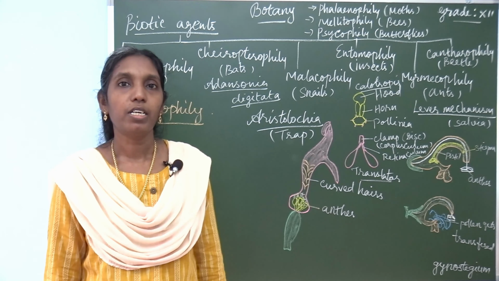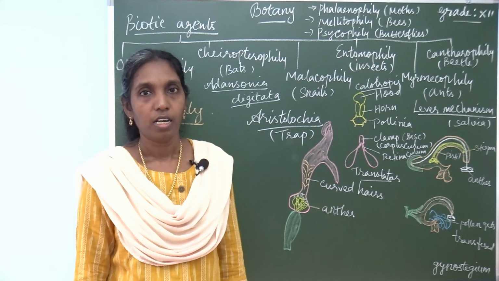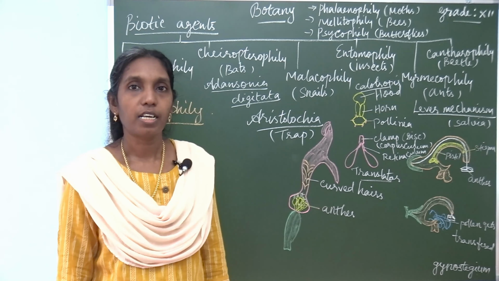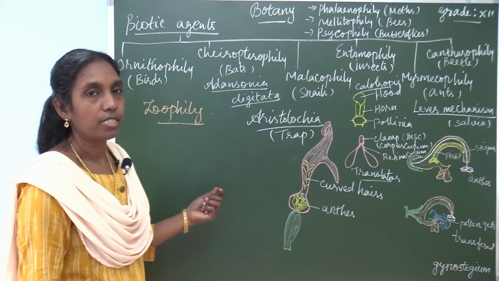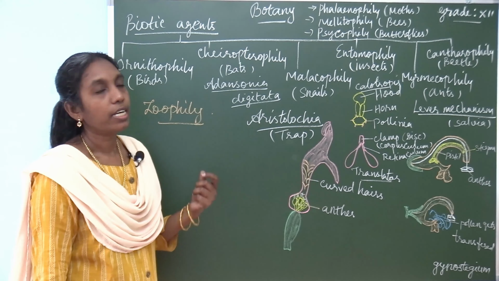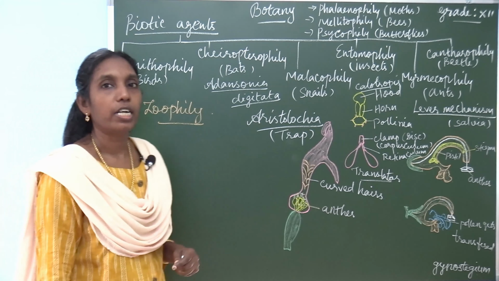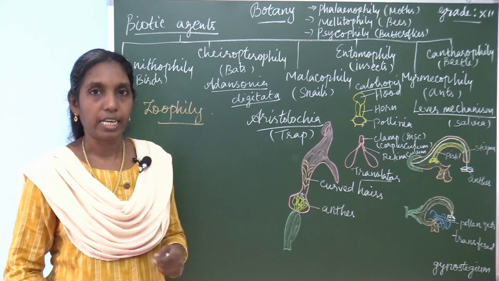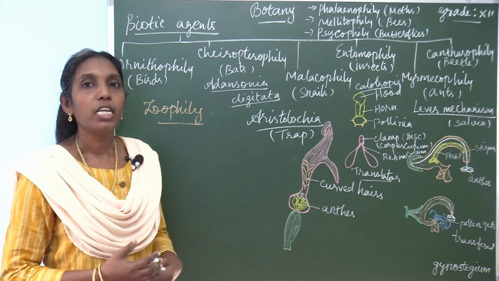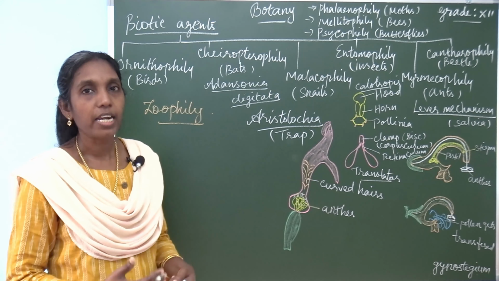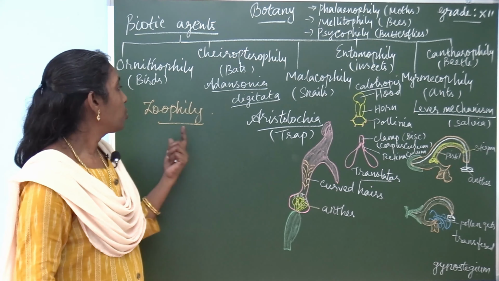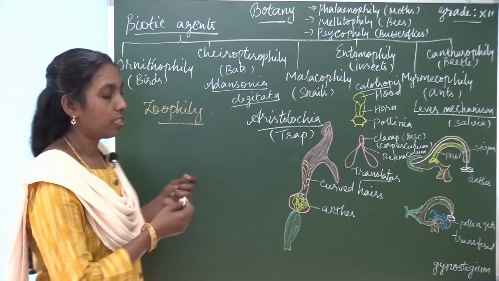There are abiotic agents and biotic agents. In the previous class we discussed in detail the abiotic agents of pollination. Now let's discuss biotic agents of pollination. There are a number of biotic agents. Pollination that takes place by the agencies of animals is called zoophily, and the flowers are said to be zoophilous flowers.